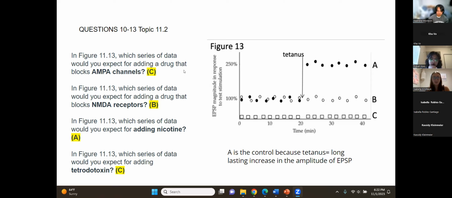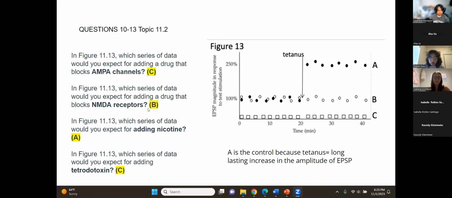So if we were to block AMPA channels, what would you get? This is the control, and then we block AMPA channels. You go to C, because if you don't have AMPA channels, you can't get an EPSP. You can't get any postsynaptic potential. So that's why it goes down to 0, which is C.